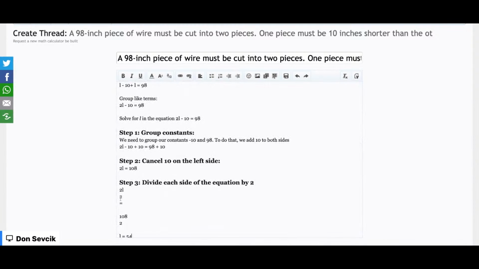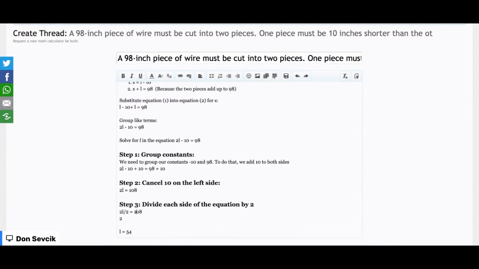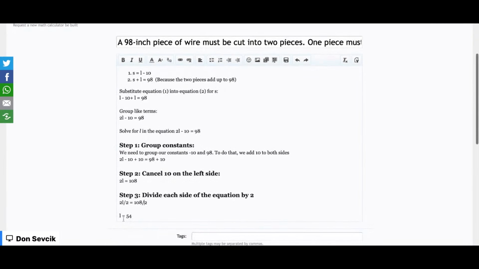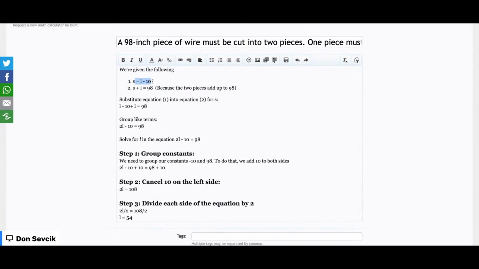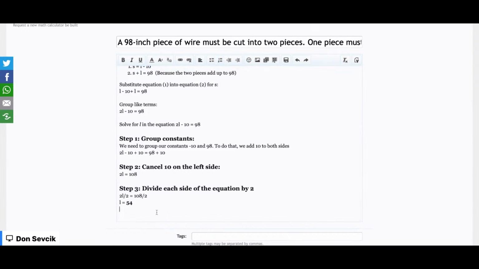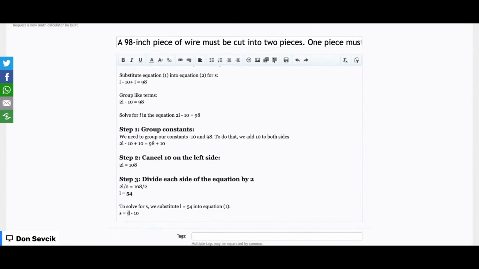Here we go. So 2L divided by 2 equals 108 divided by 2. L equals 54. I'm going to bold this because they want to know the length of both long and short. To solve for S, we substitute L equal to 54 into equation 1. S equals L minus 10, but L is 54, so S equals 44.